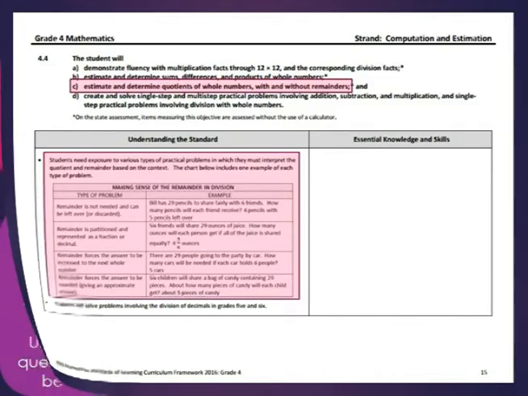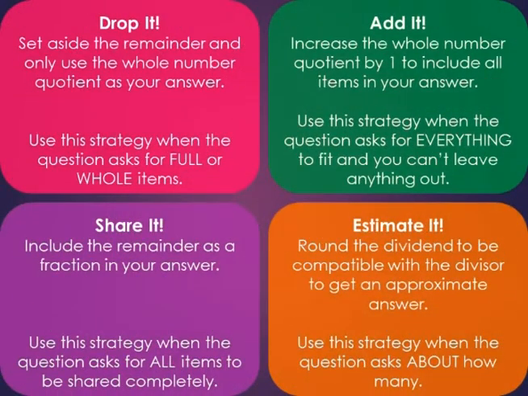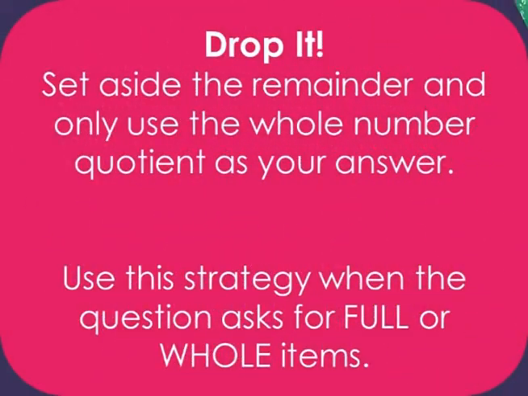question asked. These are the 4 strategies we are going to practice today: drop it, add it, share it, and estimate it. The first strategy we are going to look at is drop it. Questions that use this strategy ask students how many full containers, teams, or vehicles are needed, or how many whole groups there are. For example, Amber and her friends baked 34 cupcakes.